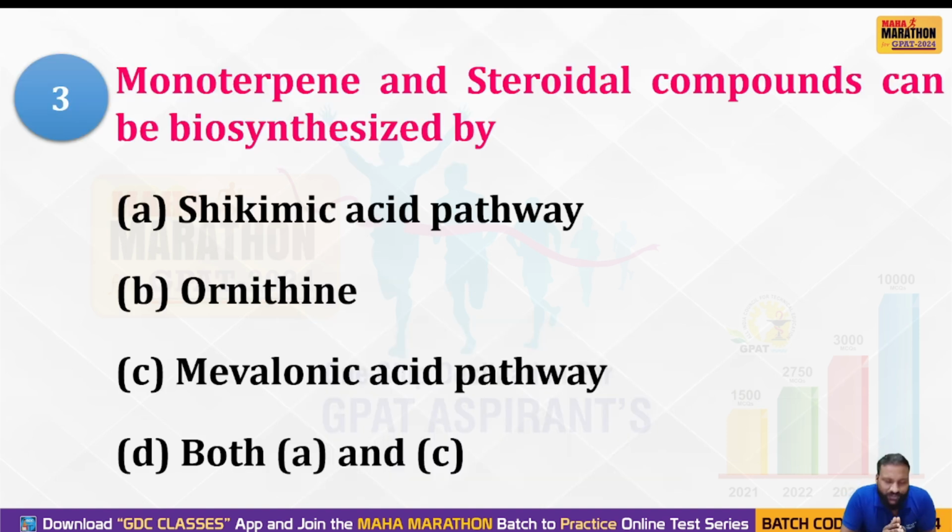Next, the third question in the test series 2: monoterpene or steroid compounds can be synthesized by which pathway? We have come across so many pathways. Option A, shikimic acid pathway; ornithine; mevalonic acid pathway; both A and C. Please tell me your answers.